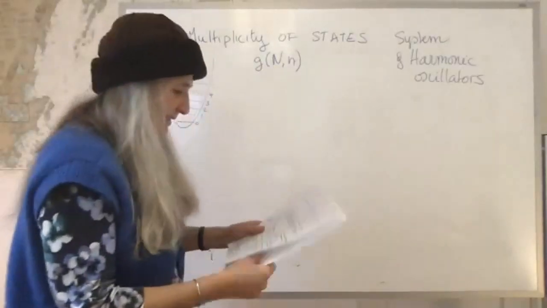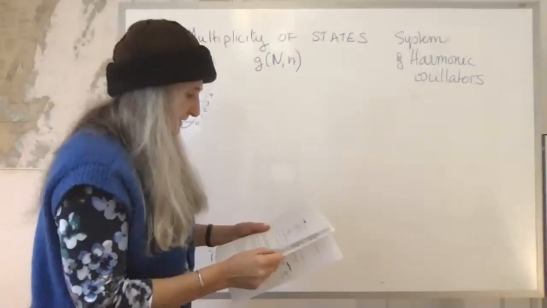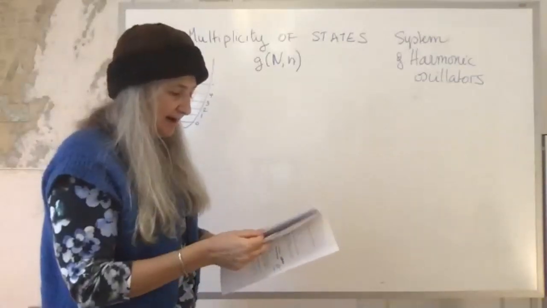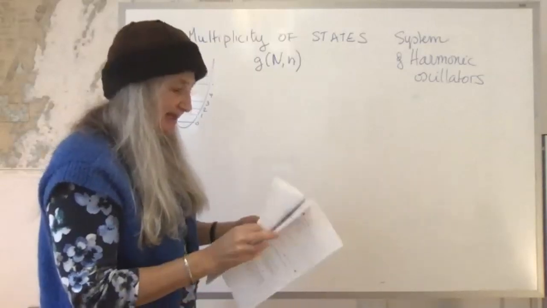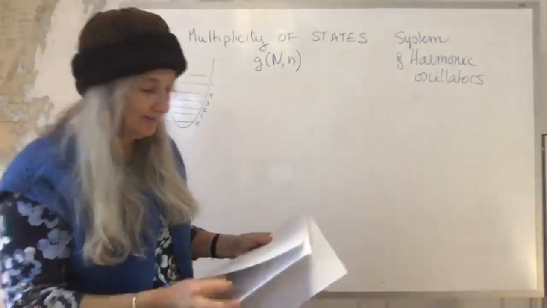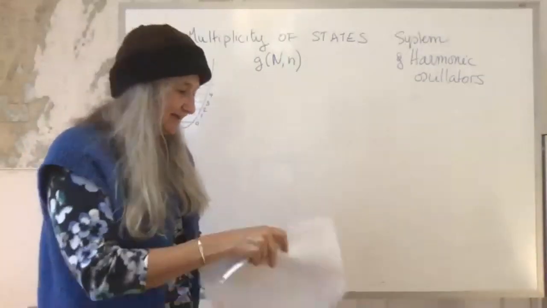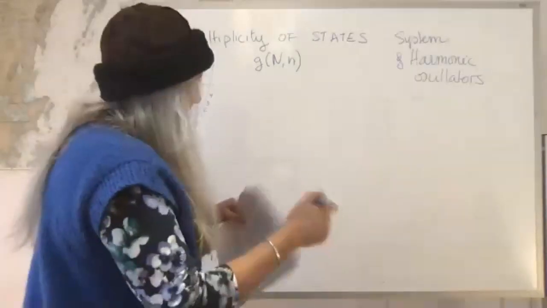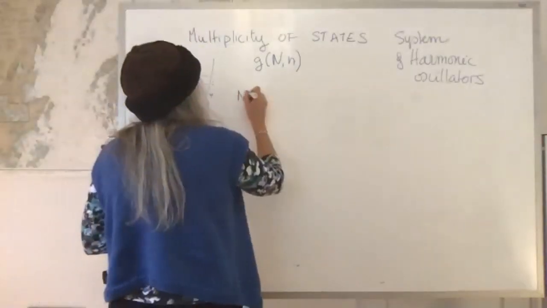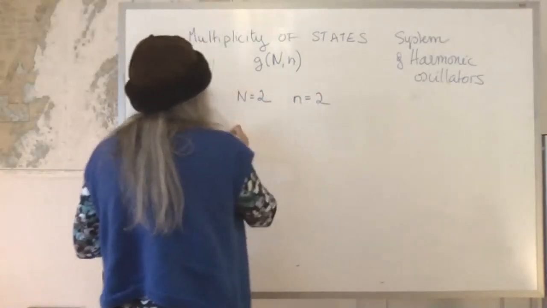So let's do an example first, to get a feeling for how we're going to count things, which is multiplicity. And then I'm going to derive a formula for it using partitions of integers. So let's start with 2 harmonic oscillators and 2 quanta of energy.